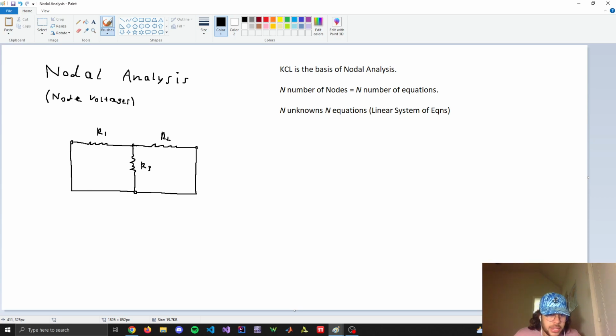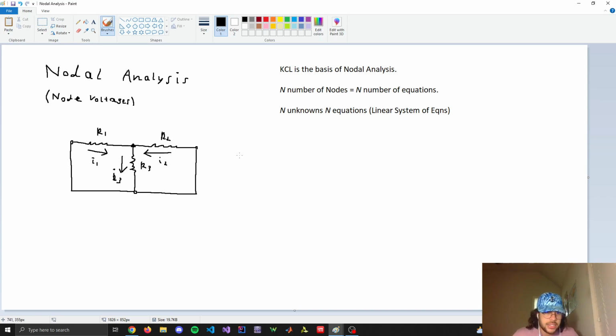So how to set it up is, I noticed that this is a node because current will flow here, which I'll call I1. It could flow this way, which I'll call I2. Or rather, I'll label the resistors, it's a little weird, so I'll change this to I3 and the other one I2, just to stay consistent. So this is I3 and this is I2.